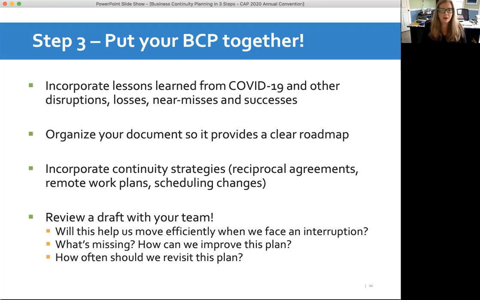ponder these questions. Will this help us move efficiently when we face another interruption? Is this plan a roadmap essentially? What's missing? Right? How can we improve this plan? Will we all know what to do? And how often should we update this plan? Should we update it every time we face an interruption and then reflect back on whether the plan was helpful?